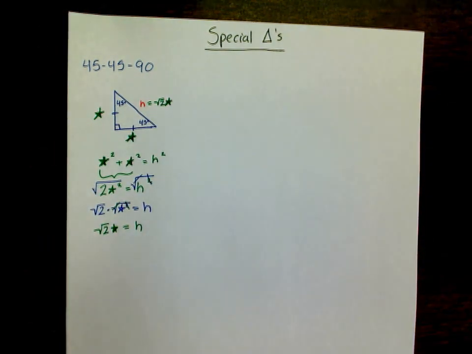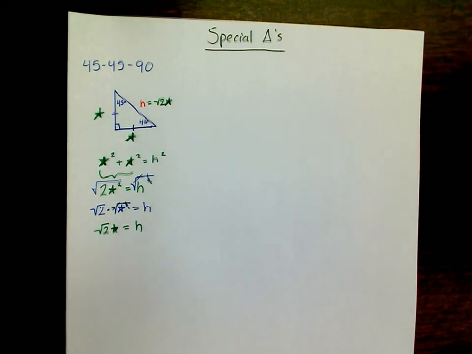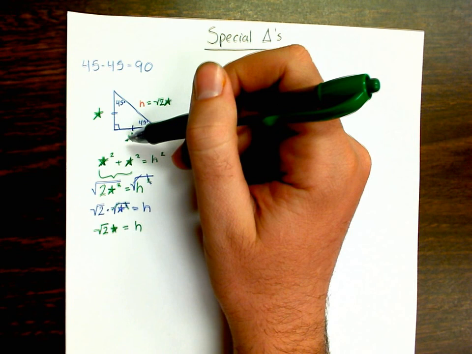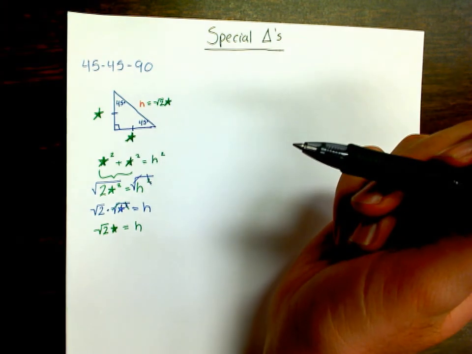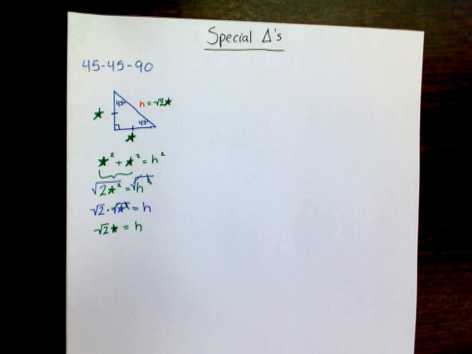Okay? But no matter what, on a 45, 45, 90 triangle, the two congruent sides are related to the hypotenuse by a factor of square root 2. So let's look at this with numbers, just so maybe you can get a better idea of what's going on here.